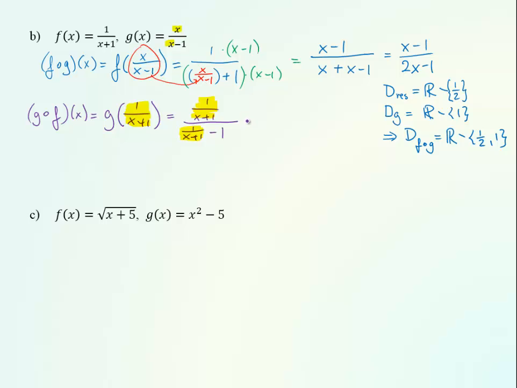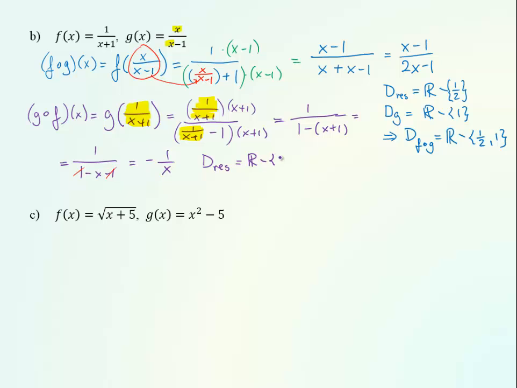Okay, let's simplify this, for example, by multiplying the top and the bottom by x plus 1. So in the top we have just 1, in the bottom we have 1 minus bracket x plus 1, which means that we have 1 over 1 minus x minus 1. The two ones are gone, so we end up with just negative 1 over x. A lot simpler expression. So now the domain of the resulting expression is all real numbers but not 0.